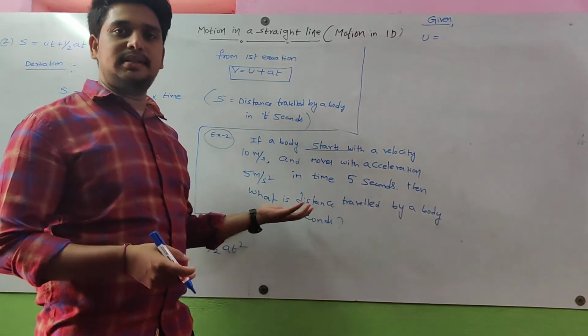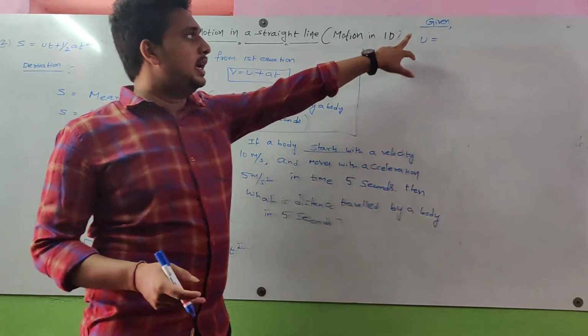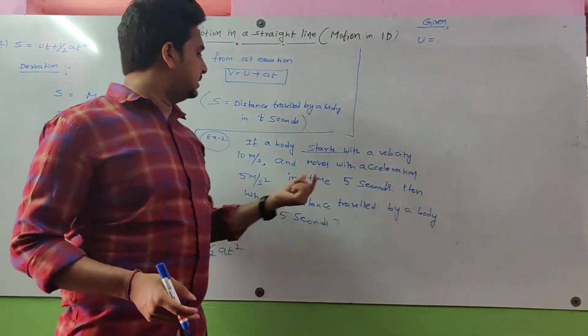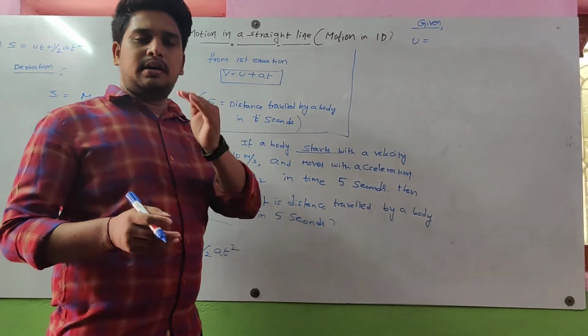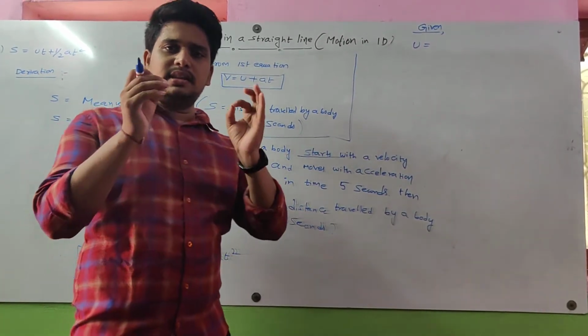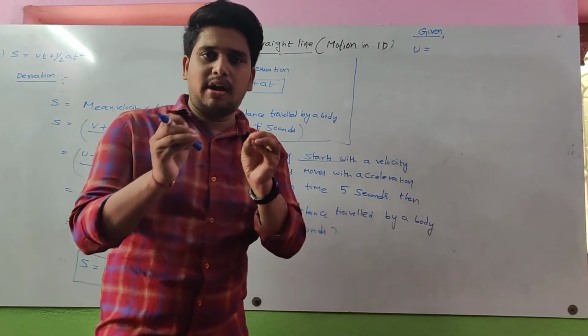So from the question, what is the given data here? Initial velocity: the body starts with velocity, so that is the initial velocity. Listen friends, in the given question, the body starts from rest.